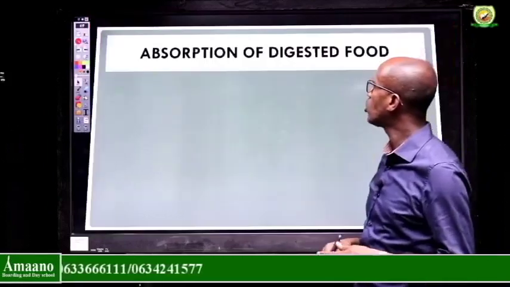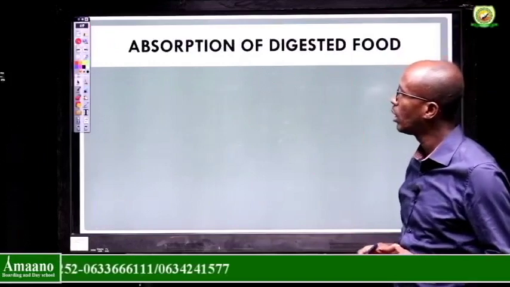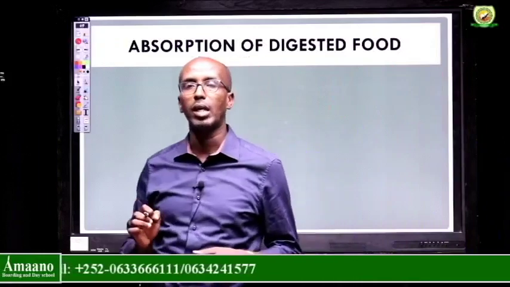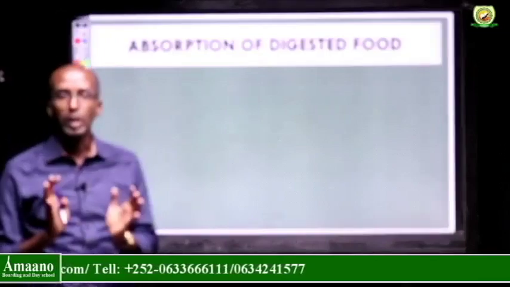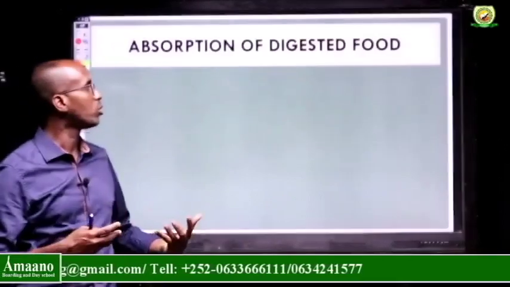Today we're going to talk about absorption of digested food. The process of absorption takes place in the small intestine. So today what we are going to talk about is to understand how the small intestine is adapted to the process of absorption. What type of process takes food from the small intestine to the rest of the body? So here we go.